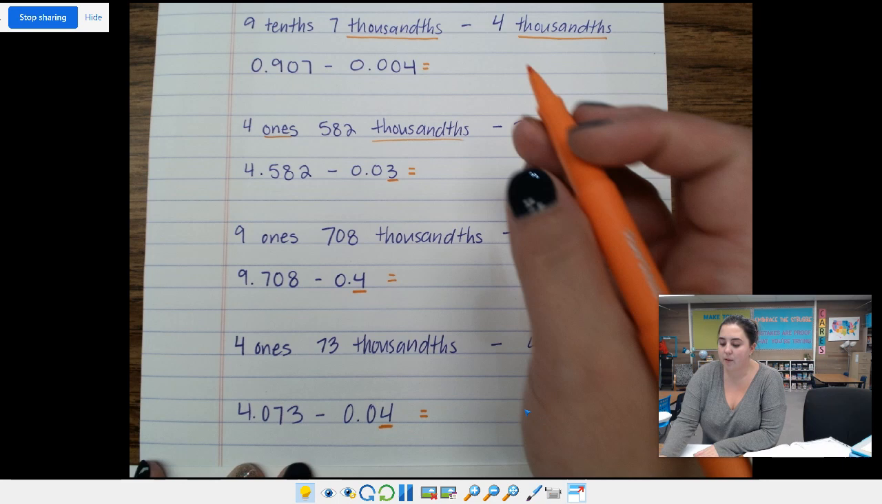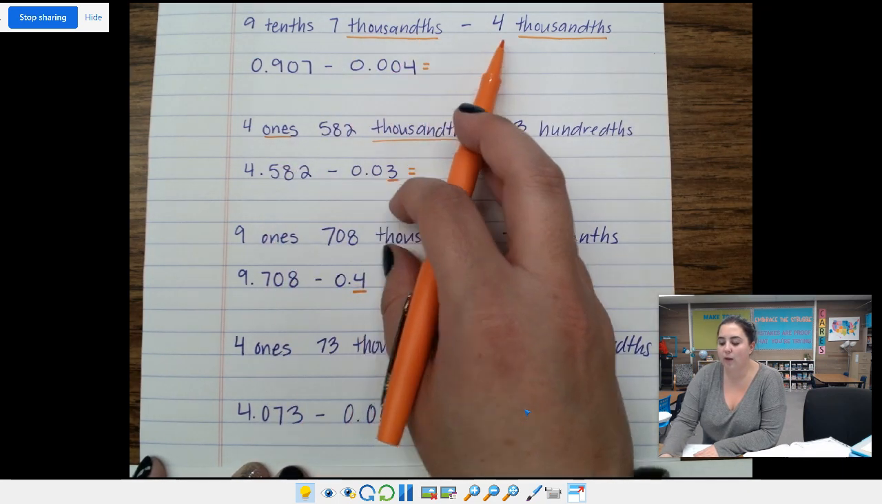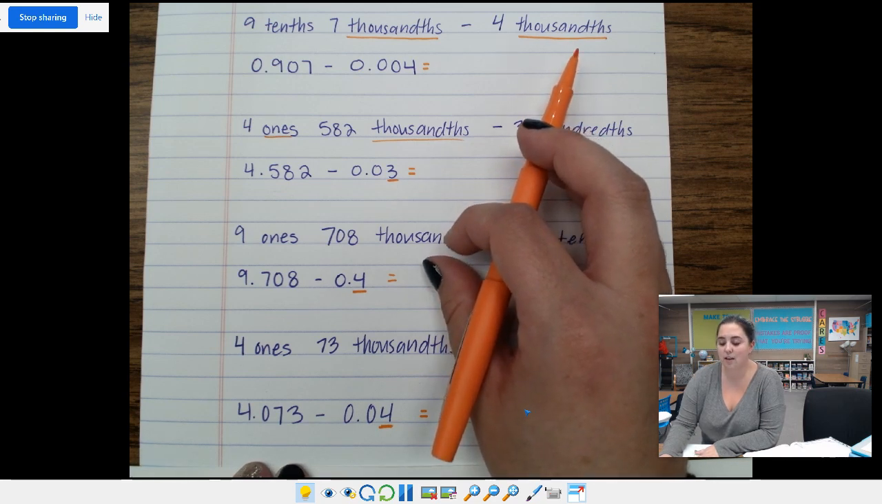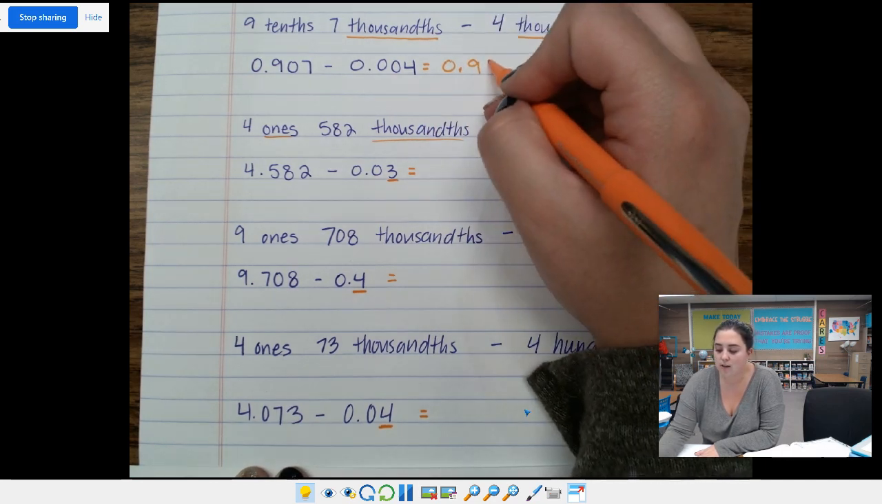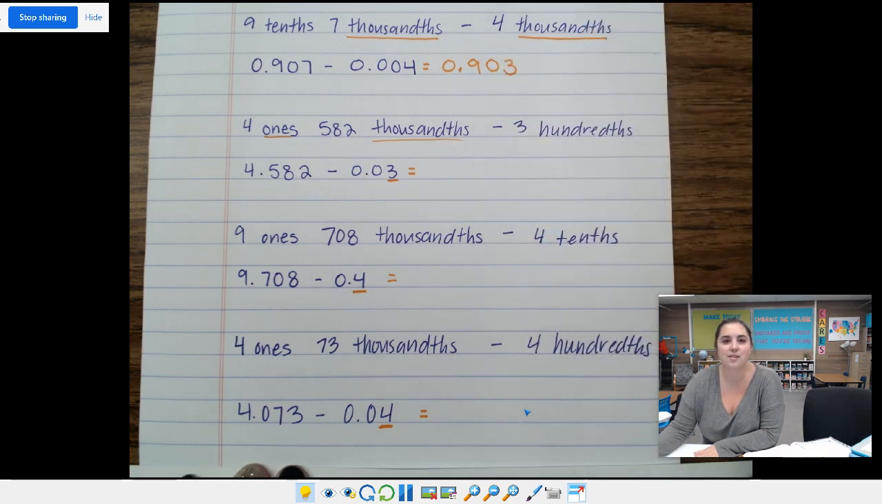Okay, so up top, we had 7 thousandths. We're taking away 4 thousandths, which means we'd have 3 thousandths left. The tenths is going untouched. Nothing was in our hundredths, and we have 3 thousandths left over.